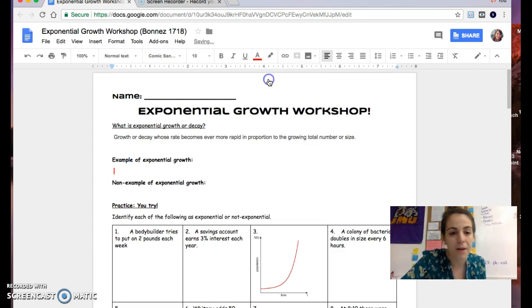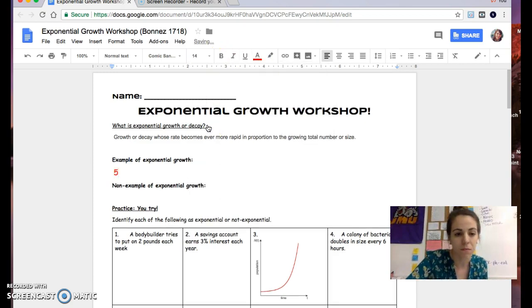Imagine you have $5 in the bank, and then you double. So then the next week you would have $10. And imagine you double your amount in the bank every week. So we go from 5 to 10 to 20 to 40 to 80 and so on and so forth.